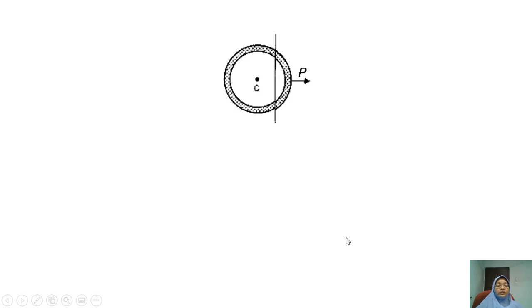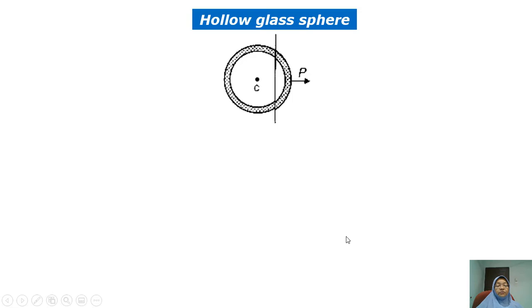Okay, so actually how we produce a spherical mirror. So we have a hollow glass sphere. This is the center of the curvature. This is the point P. Okay, so we cut the part of the hollow glass and we leave this part only.